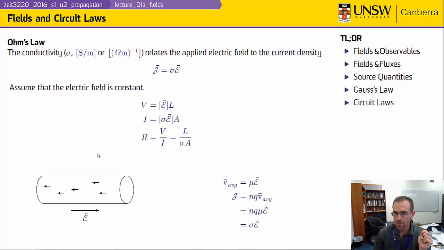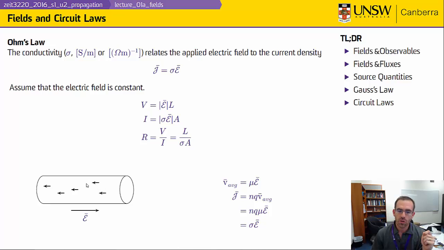So the voltage drop across the wire is equal to the magnitude of the electric field times the length of the wire. The current that's flowing across that wire is equal to the current density, J, times the area. But J is equal to sigma E. So the resistance in this wire is the voltage divided by the current, and that's equal to L over sigma A.